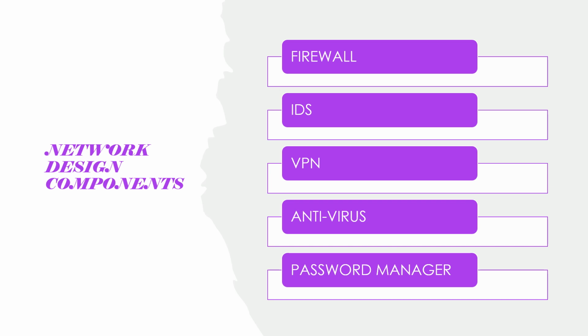The IDS, or intrusion detection system, is used to monitor traffic and detect attacks, and it can also help in preventing them. The VPN is used to encrypt the traffic along the network and allow a secure connection between the network and the outside world. This is great for an organization that has many different users, especially virtual users. The antivirus software is used to protect the network from malware. And lastly, a password manager used to store and manage passwords.